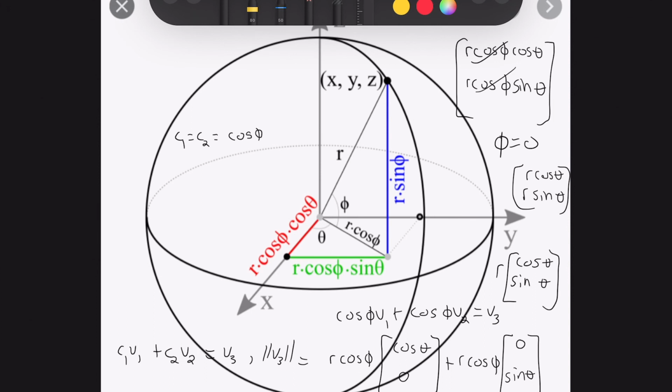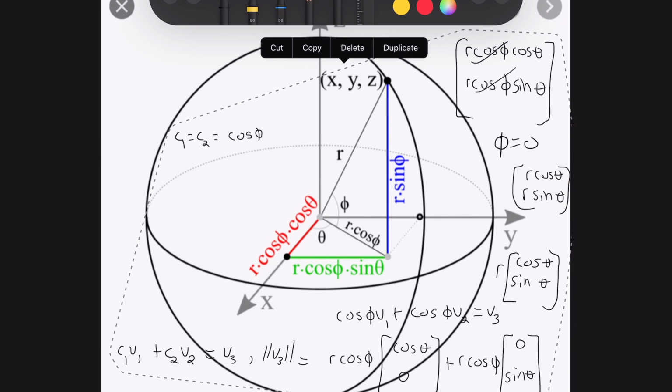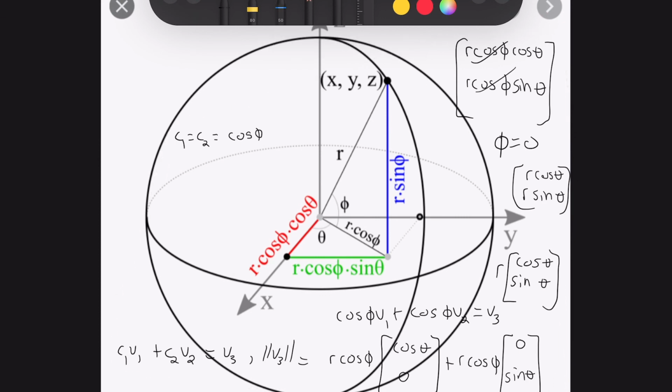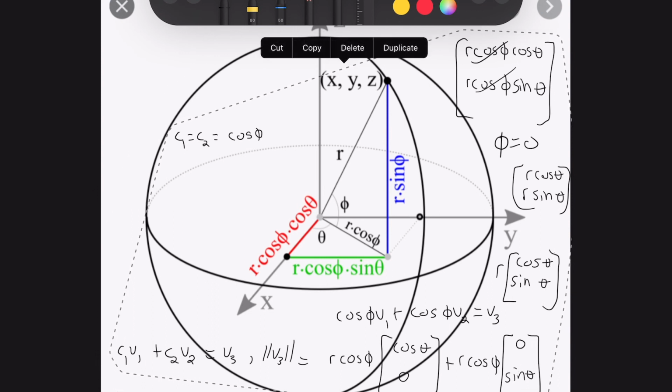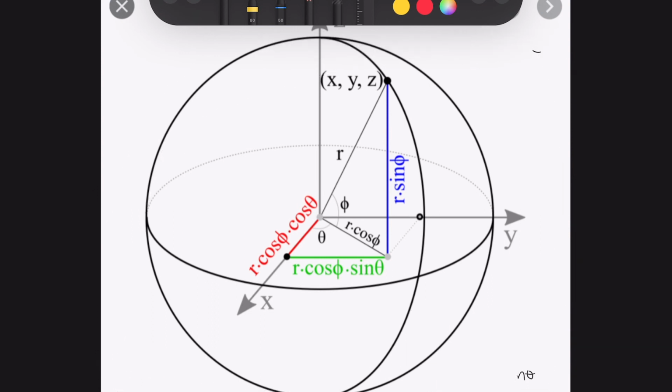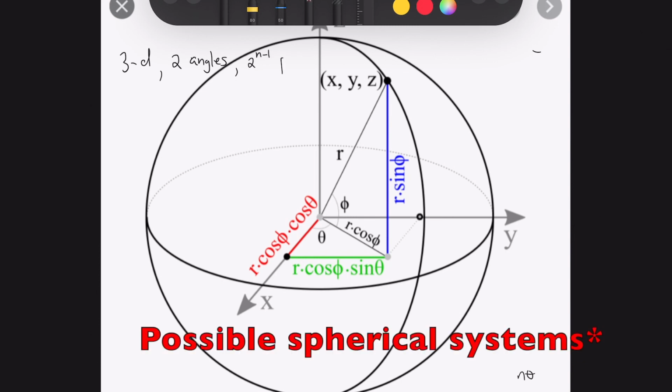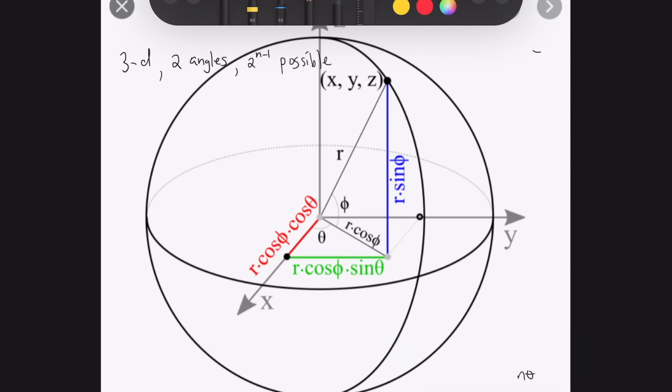And if we were to change this system, now there's 2 to the n possibilities, where n is the dimension that we are working in, for possible systems that we can introduce. So essentially what I'm saying is that if we're working in 3D, we can expect 2 angles, 2 to the n minus 1 possible coordinate systems. I'm going to expand on what I mean by that.